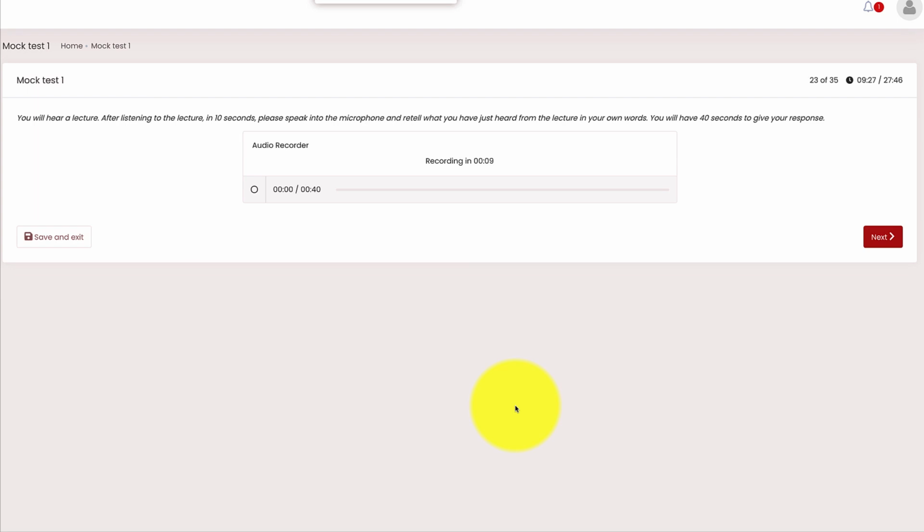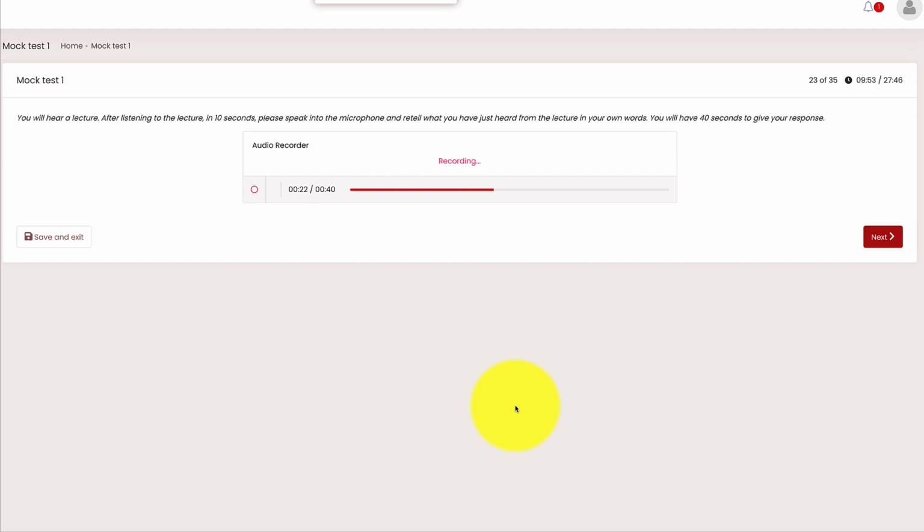So far, we have discussed 4 different types of questions. Read aloud, where you read aloud what you see on the screen. Then repeat sentence, where you repeat the sentence exactly as you hear it. Third is describe image, where you describe an image shown to you on the screen. Fourth is retell lecture, in which you listen to a lecture and then you summarize it in your own words and retell its summary in 40 seconds.